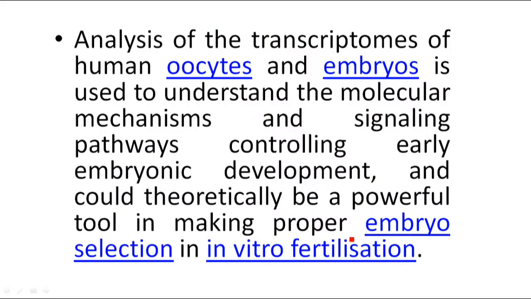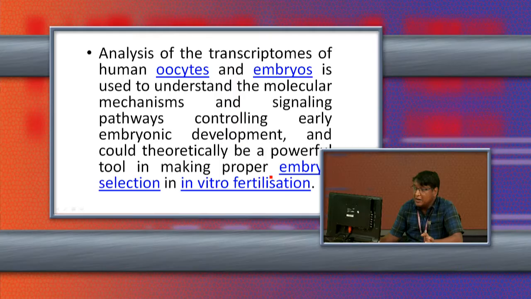And analysis of transcriptomes of human oocytes and embryos is used to understand the molecular mechanism and signaling, another important process coordinating the differentiation of cells, right? Molecular mechanism, signal transduction pathways, which are involved in development of the embryo. Even it could theoretically be a powerful tool in making proper embryo selection in in vitro fertilization. This is another revolution of transcriptomes, right? It enables us to select the proper embryo for successful IVF procedures.